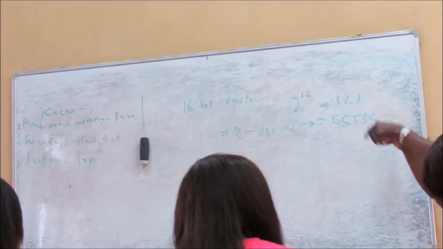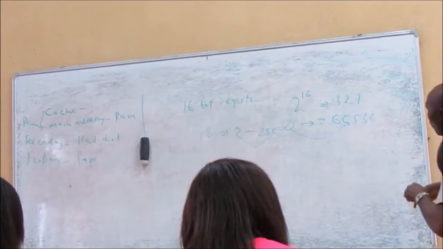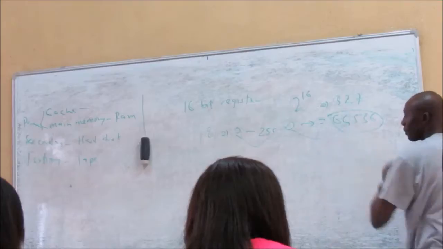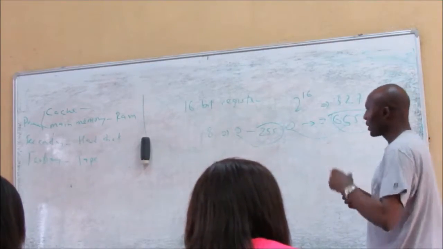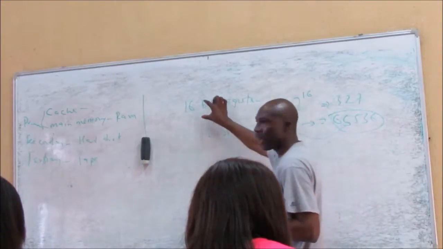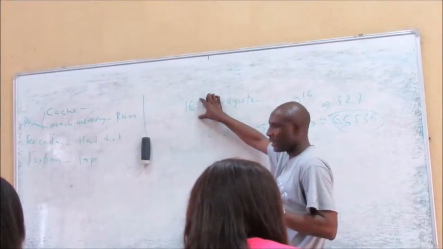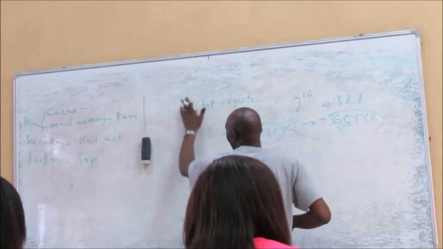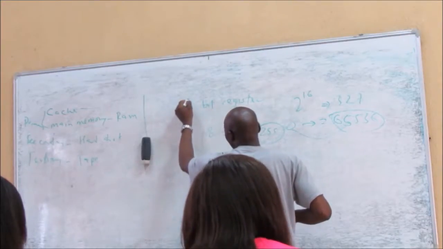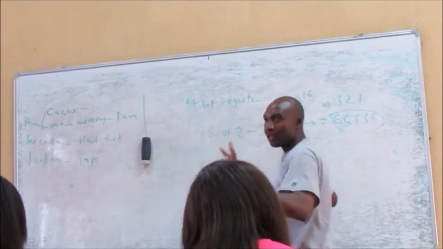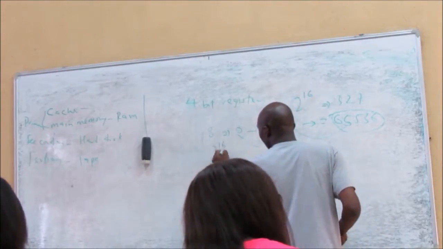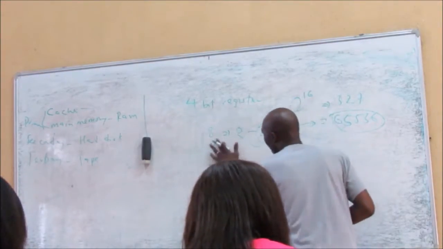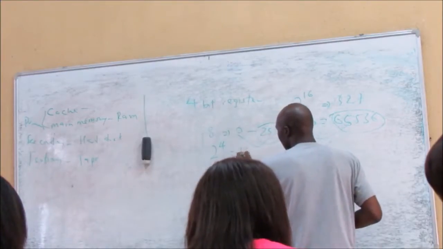Because by the time you get what you are looking for, it must sum up to something like this. For instance, let's start from a smaller unit. Assuming I put 4 here, now 2 raised to the power 4 is what? 16. I'm sorry, 2 raised to the power 4 is 16.